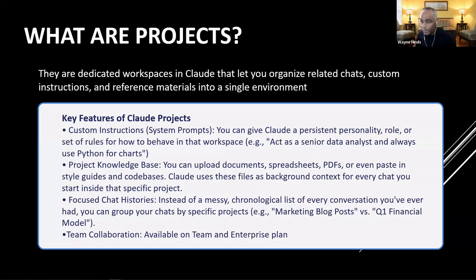Okay, and then project knowledge base, I just mentioned that. You can upload documents and spreadsheets and all kinds of stuff so that it knows what you're looking to do. And then it has very focused chat histories, which, instead of a messy chronological list of conversations, you literally have a nice flow, for example, marketing blog, Q1 financial. It's a great way to segment these things and group them. All right. And then, of course, there's team collaboration.